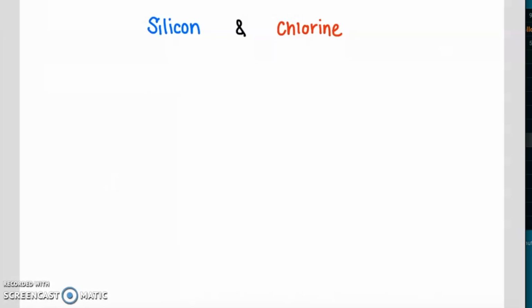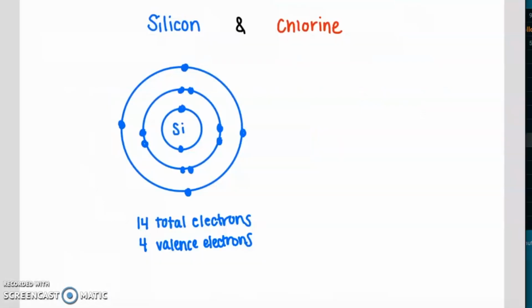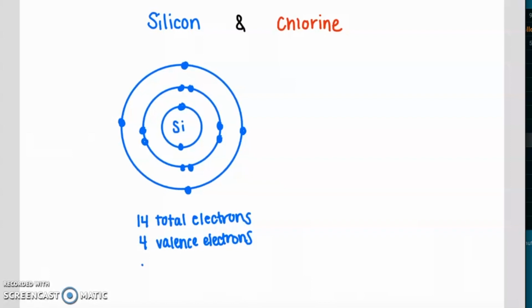So I'm going to head to the periodic table to collect some information. Finding silicon. Silicon has an atomic number of 14, meaning in a neutral silicon atom, we will have 14 electrons in total. I'm also noticing that silicon is in group 14 or main group 4, meaning it will have 4 valence electrons. So I've drawn my Bohr model for silicon. 14 total electrons, 4 valence electrons, which means that in order to be happy and full, this atom is going to need 4 electrons.